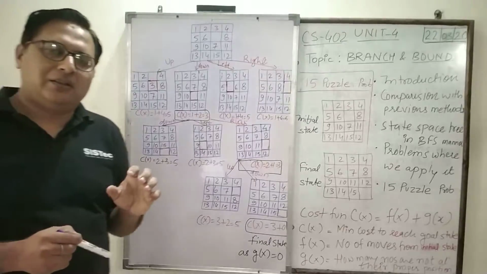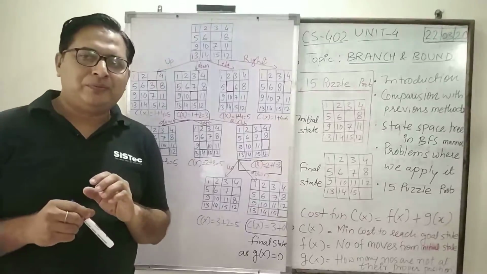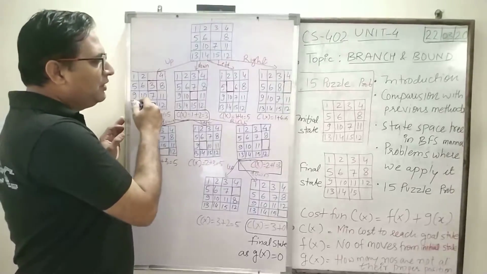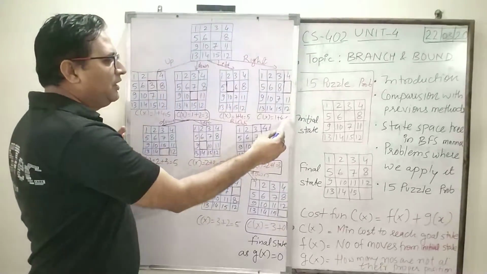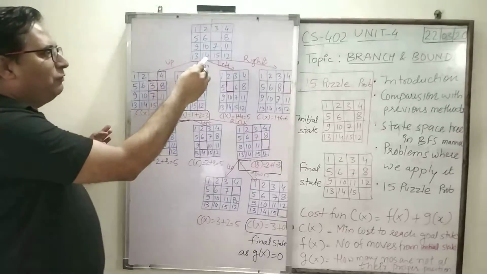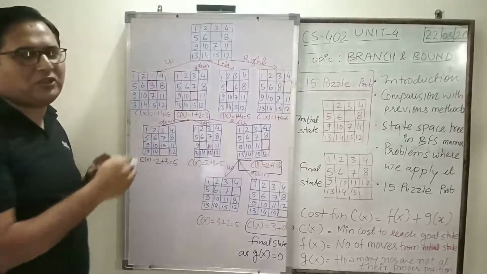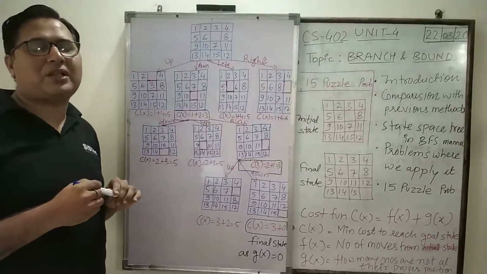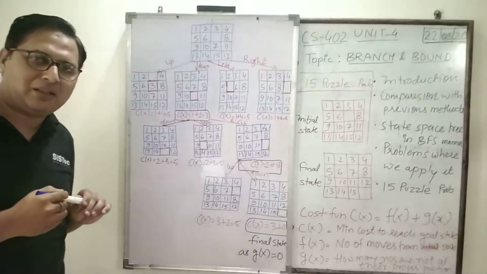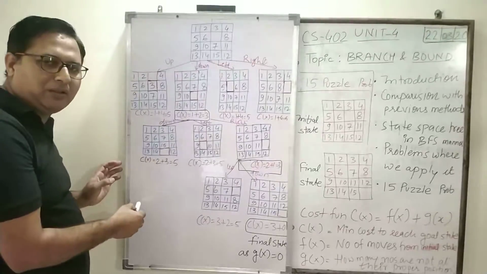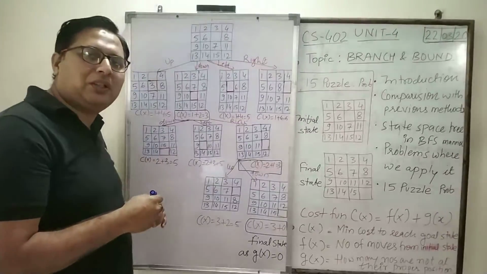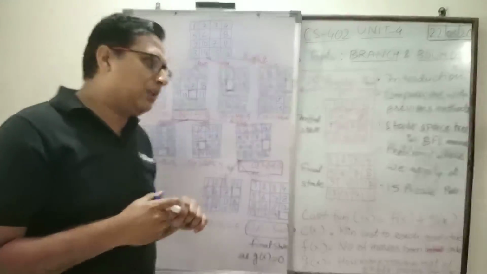So here the point of branch and bound has come. We have explored first possibilities in BFS manner. So now I have all possibilities for one movement from the initial state. This is the difference between branch and bound and backtracking, as I mentioned earlier. Backtracking explores in DFS manner.